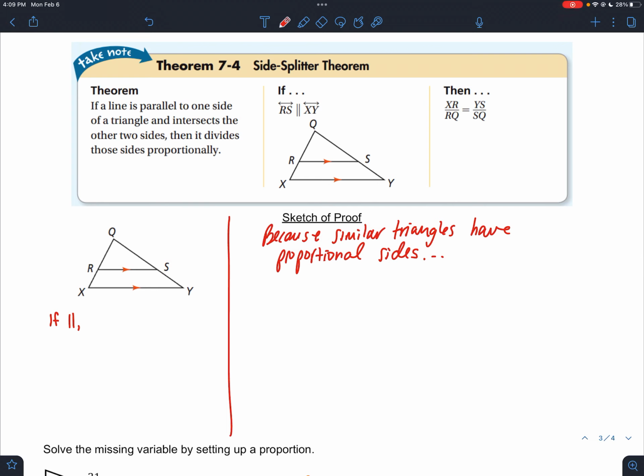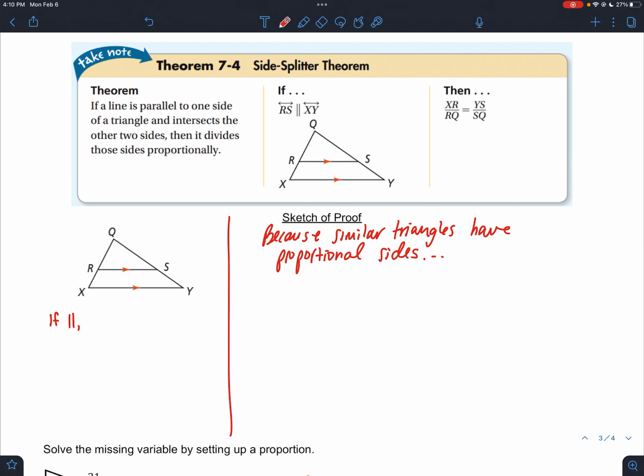Okay, I wanted to start us off with the second part of the 7.4 notes. And we're going to start with the side splitter theorem, which is a very convenient theorem that we can use to set up a proportion in similar triangles.